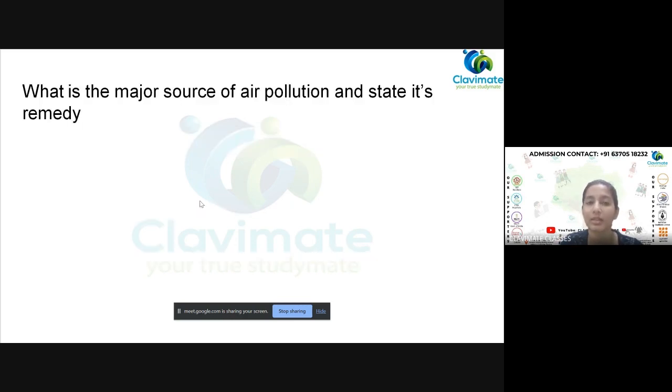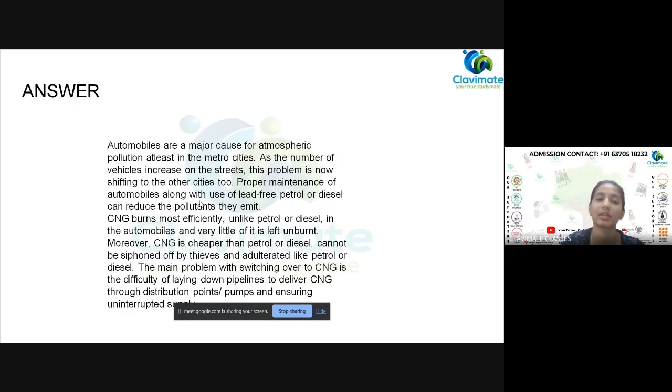The second question is: what is the major source of air pollution and what is the remedy? As I told you, automobiles are a major cause of noise pollution and also air pollution. Nowadays petrol and diesel contain lead, which causes much harm to the environment and can reduce the level of oxygen. Instead of using your own automobile, you can use public transport. That can actually help.